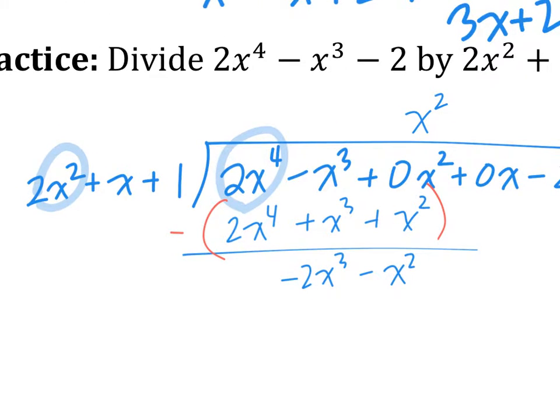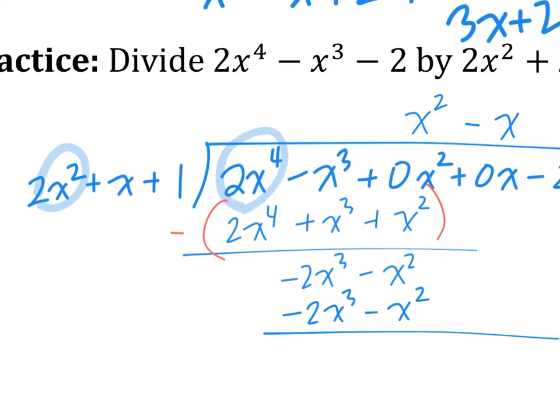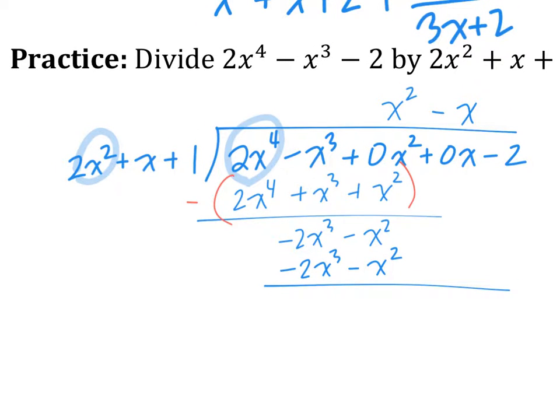Okay, so next one is going to be minus x. So that's minus 2x cubed minus x squared. They're all going to cancel, so you have 0x comes down. Am I doing this right? Oh, I'm sorry, I forgot that one. Minus x. That's a 0x, so minus x here. Okay, and then 0x minus minus x is going to be positive x.